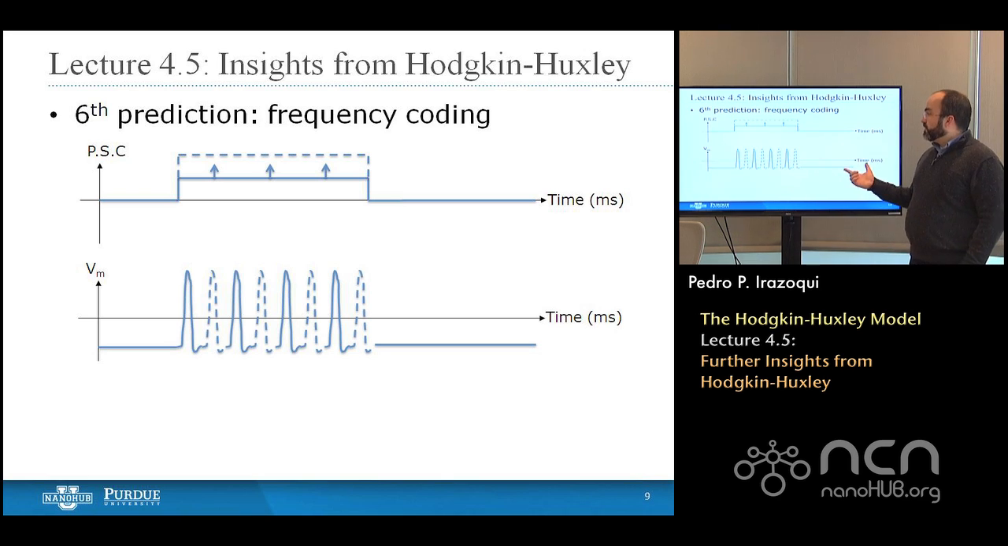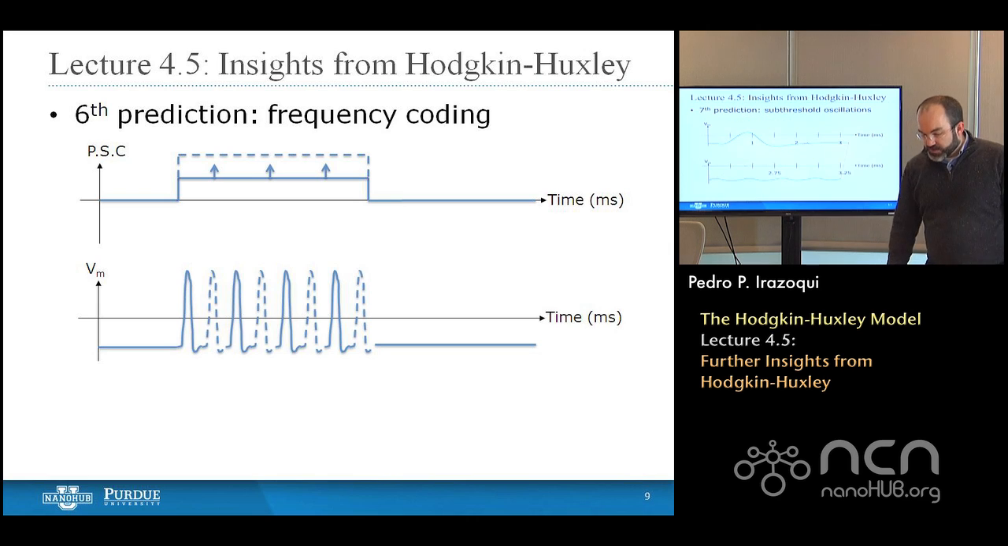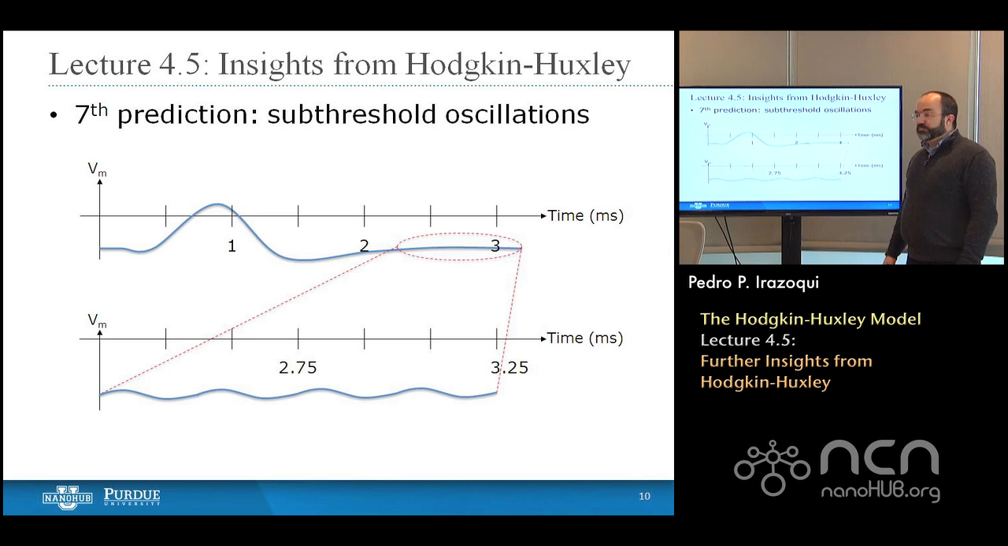So neurons encode intensity of stimulation with the frequency of their firing rate. And that was the sixth prediction from Hodgkin and Huxley. The seventh prediction is this one regarding subthreshold oscillations.